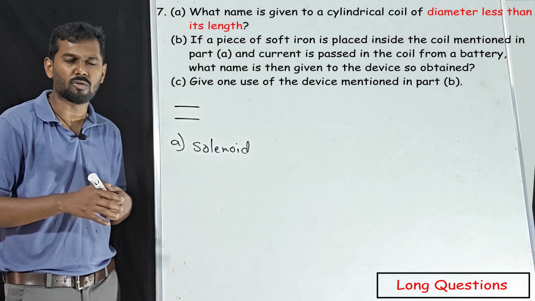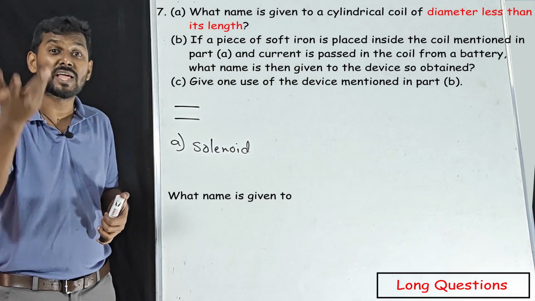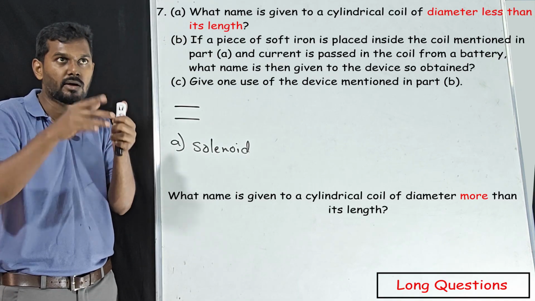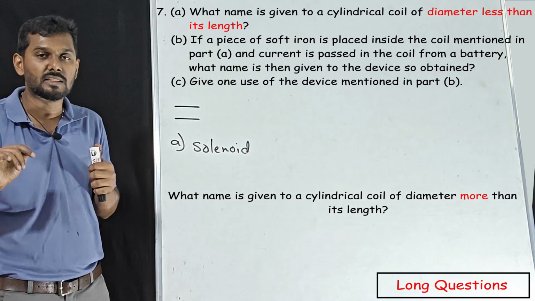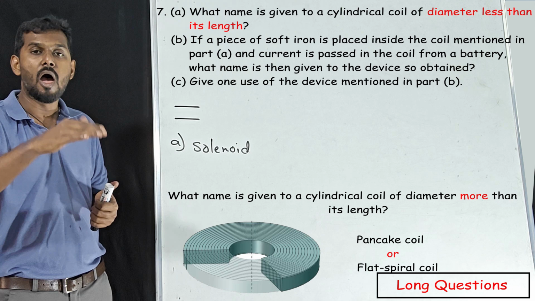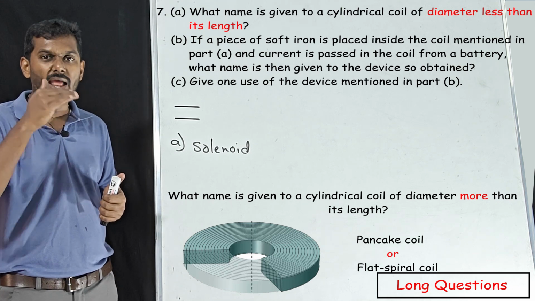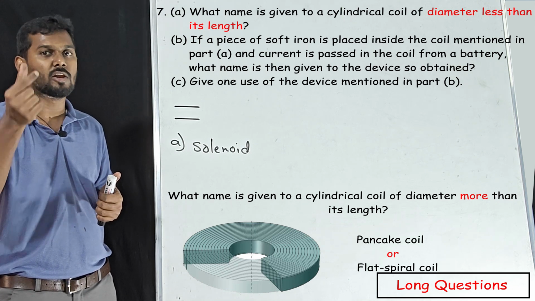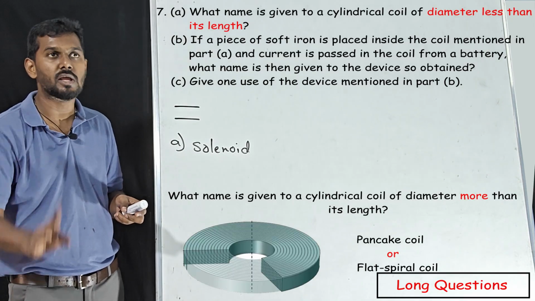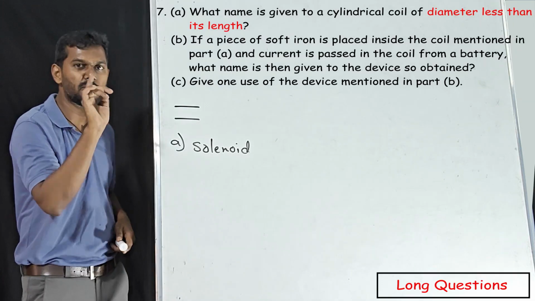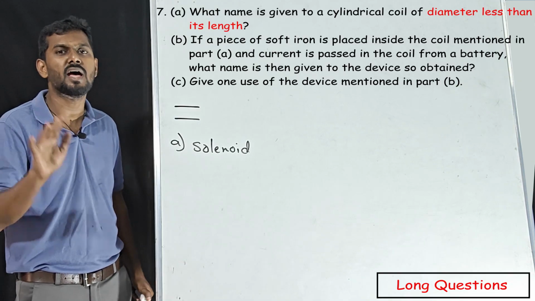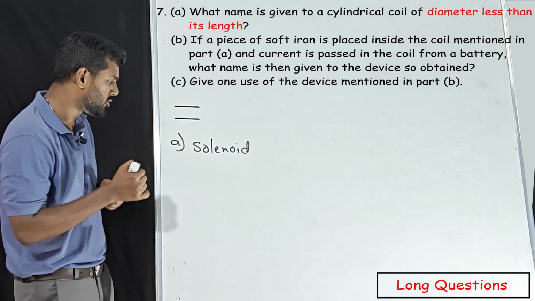Now a few students will have a doubt: what if the diameter is more than its length? Actually this is not in the syllabus, but for your knowledge I am going to teach you. If the diameter is more than its length, then it's called a pancake coil, or flat spiral coil. As it is not in the syllabus, you don't have to worry about it. Diameter less than its length is the only possible question. Diameter more than its length will not be asked in the board exam, because it is not in the syllabus. Now listen, the first sub-question is done.